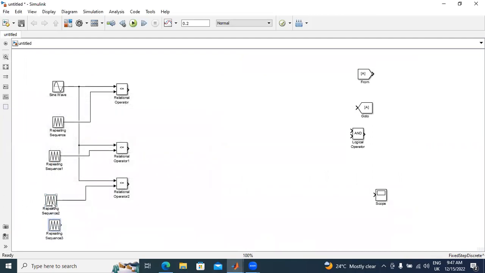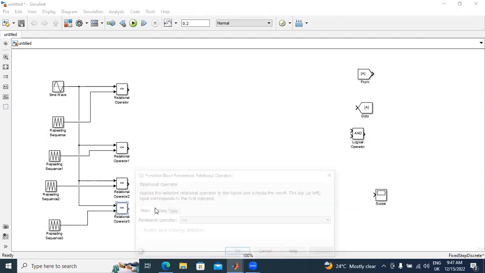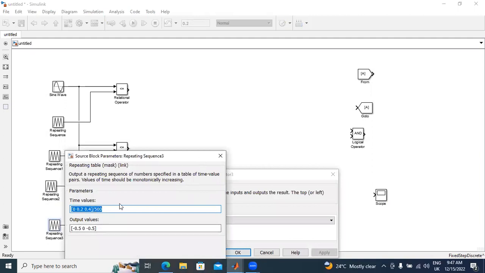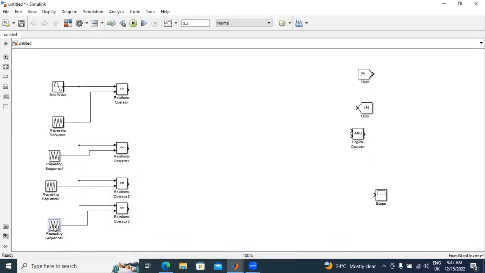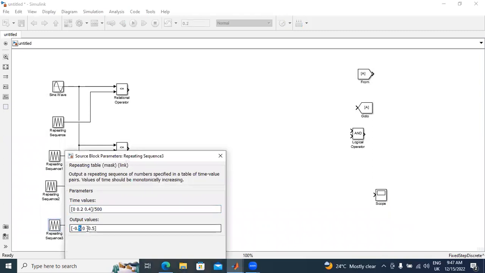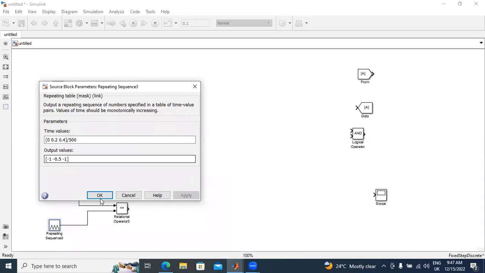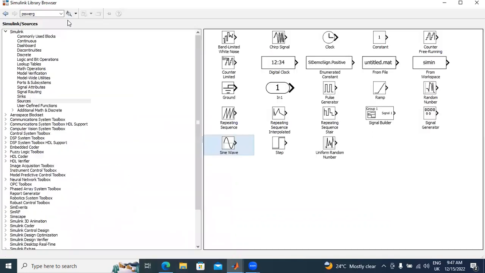Now I will connect the fourth repeating sequence here. This fourth one. Next I will connect this first one to the sine wave. Now this fourth one, it varies from minus 1 to 0 and again minus 1. Here minus 0.5. Okay, now I will show a phase disposition technique in the output waveform.